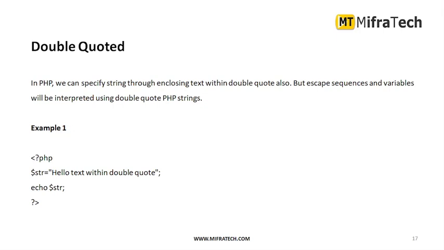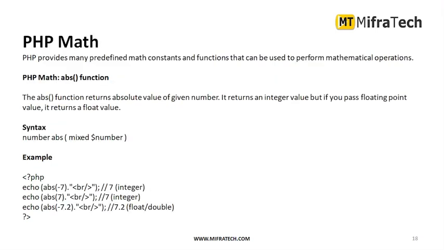Double quoted. In PHP we can specify a string enclosed in double quotes, and it will display the same output, hello text with double quotes. The difference is in the declaration: in single quoted strings we use single quotes, and in double quoted we use double quotes, but escape sequences and variables will be interpreted when using double quotes in PHP strings.